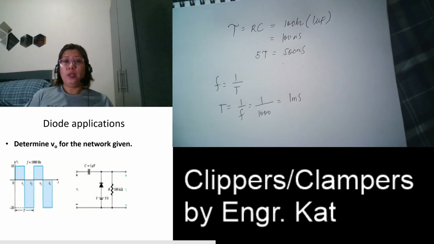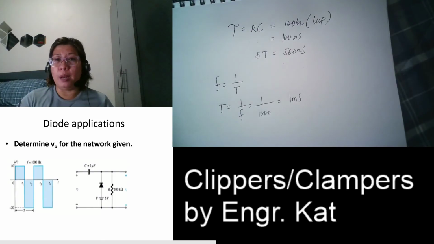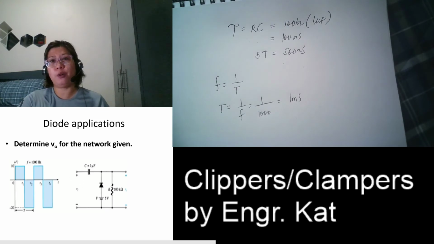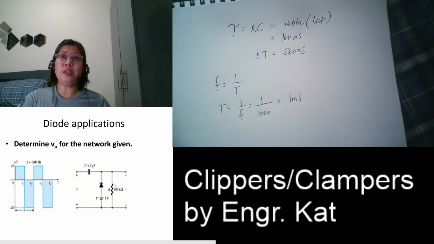Okay, so using this problem, we determine what type of clamper circuit this is. We determine the output. And when you say determine the output, it is a waveform. Because if this is your input waveform, what is your output waveform? So usually, in clippers and clampers, the output is always in the form of a sketch. You have to sketch the output waveform.